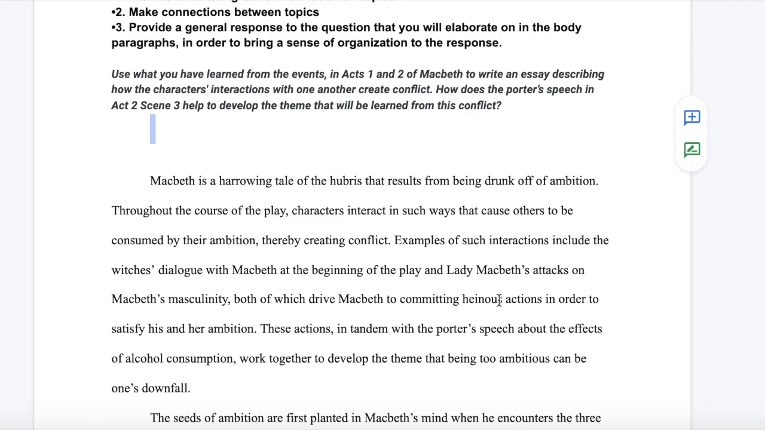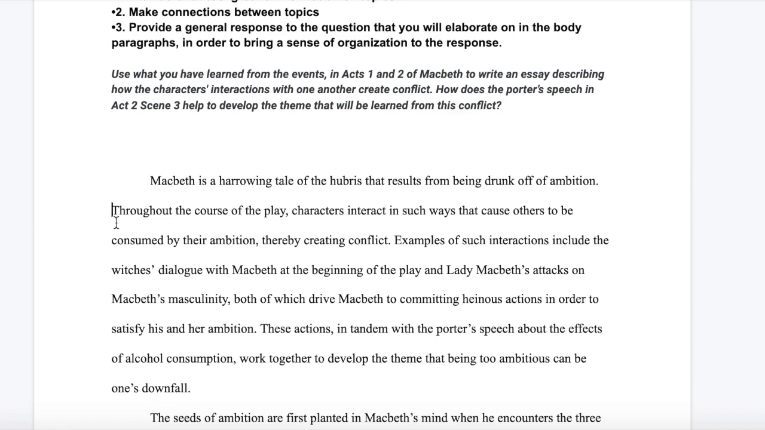So I start off with Macbeth, and I give background information on Macbeth. I'm telling you what it is about very generally. That's another thing that you want to keep in mind for the intro. They usually begin speaking about things very generally and they gradually become more specific. You don't want to get into the specifics too quickly or right away.